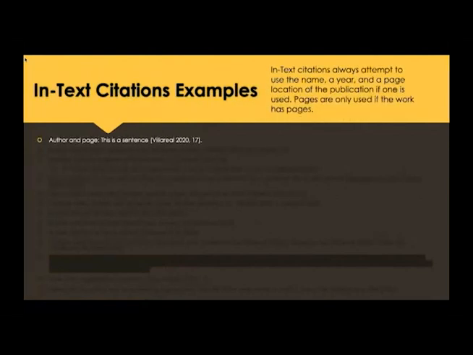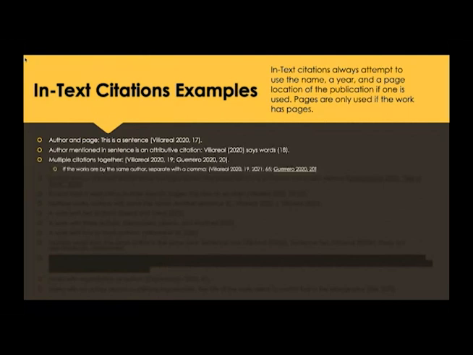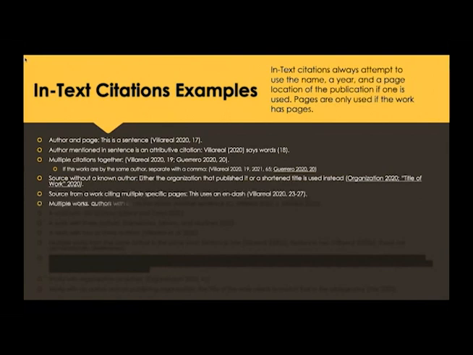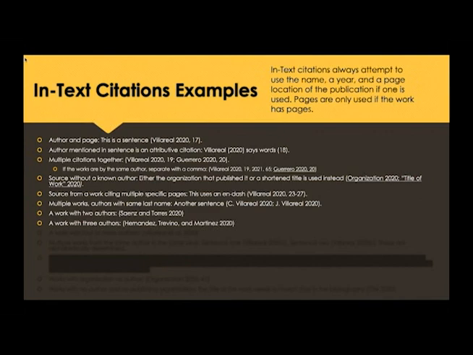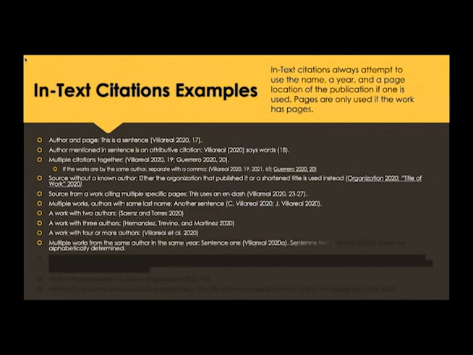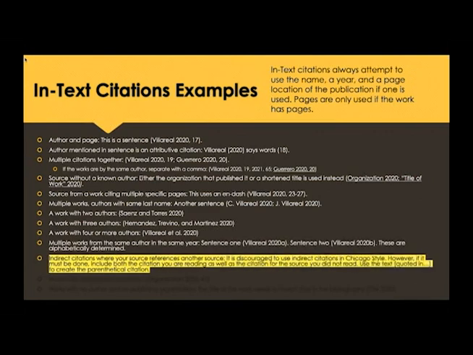Now let's look at some examples of in-text citations. In-text citations always attempt to use a name, a year, and a page location of the source if it is used. However, sometimes information is missing and we have to modify our citation accordingly. Pages are only used if the work has pages.